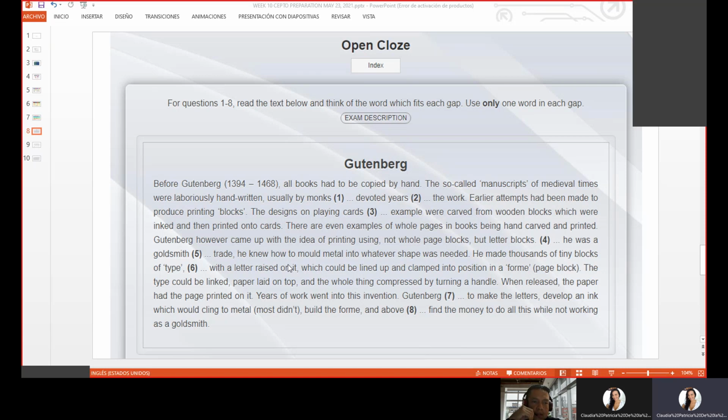It is a preposition, so you're right, you're on the right course. So then is it on? No, it's not on. So teacher, help me please. It's by trade. By trade. Okay. So the sentence would read, because he was a goldsmith by trade, he knew how to mold metal into whatever shape was needed.